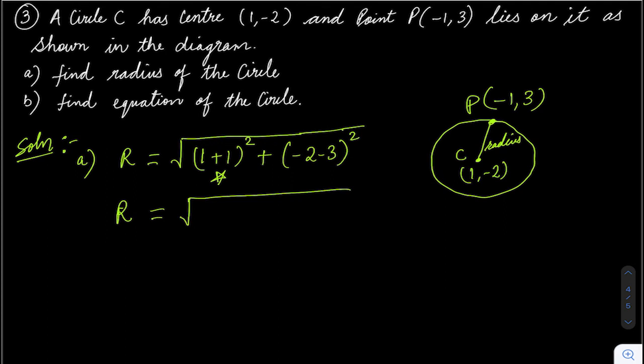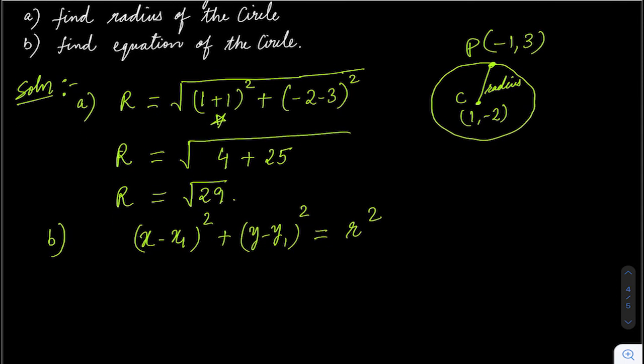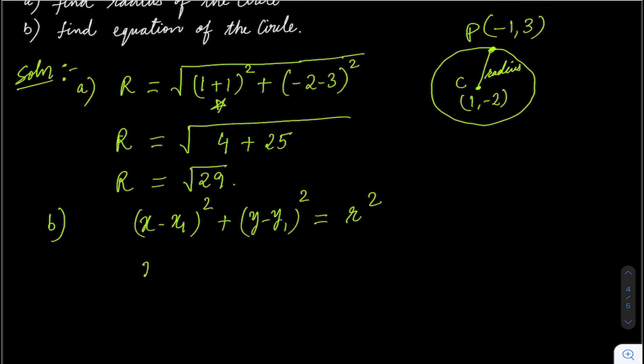Okay. So my distance r will be equal to, this is 2 square, that is 4, plus this is 5 square, that is 25. So radius is coming out to be square root of 29. Now you have the radius. In B part they are asking find the equation of the circle. That we already know. We have to use x minus x1 whole square plus y minus y1 whole square equals r square.